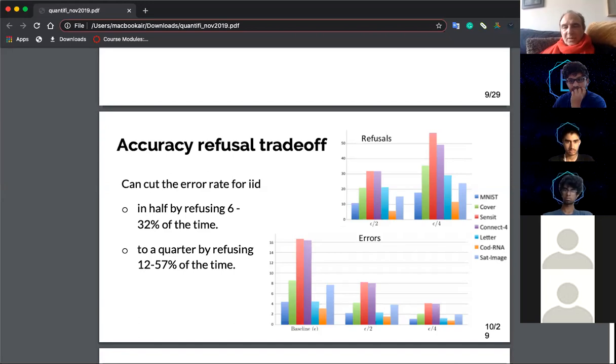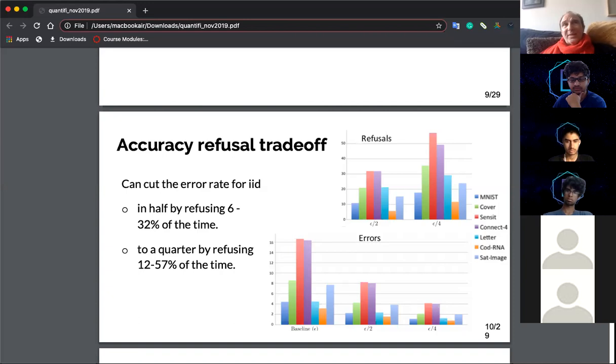Okay, so you notice that, for example, on the bottom set of charts, the blue in the epsilon over 2 is half the height of the blue to the left of it, the green is half the height of the green on the left of it, and so on and so forth, they're all about half the height. Then what will happen is we can get that on the non-refused predictions.